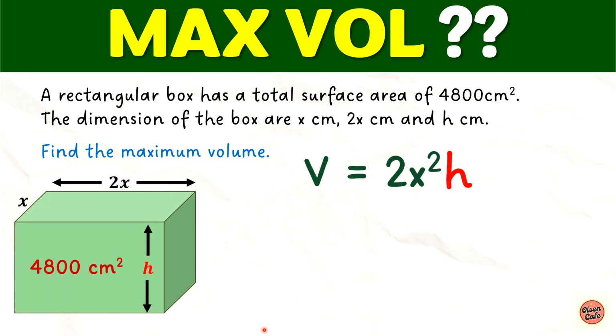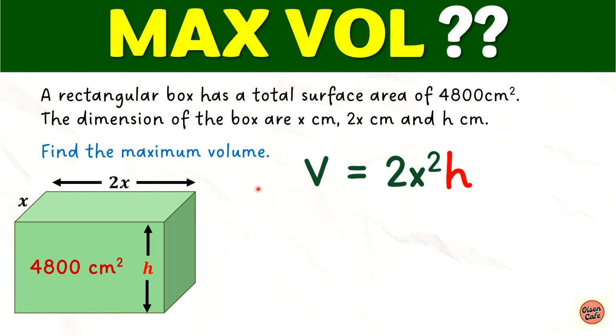So here is the question. There is a rectangular box that has a total surface area of 4,800 centimeters squared. The dimensions of the box are x, 2x, and h centimeters, and we are to find the maximum volume. As we can see here, we are able to express the volume as V equals 2x squared h.